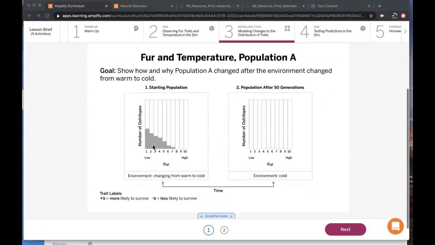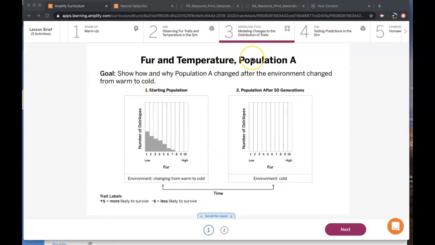So we can see a model here. This is for fur and temperature of the Australopes for population A. The goal is to show how and why population A changed after the environment changed from warm to cold. You can see that there are two histograms here that represent the same population at two different points in time. This is a histogram for the starting population. And then this is a histogram for the population after 50 generations. Again, there's a timeline down here to show that this is earlier in time and this is later in time.